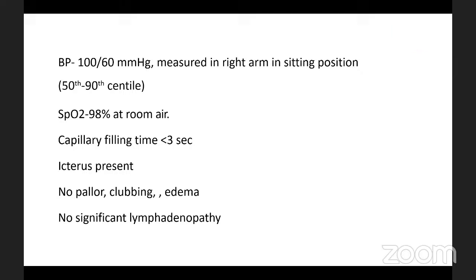The child will present with less jaundice, myopathy, hemolysis. Start from head to toe and describe the various signs of hepatocellular disease.